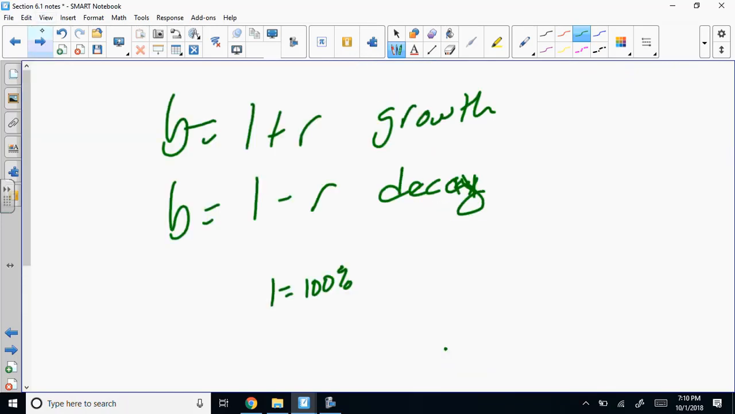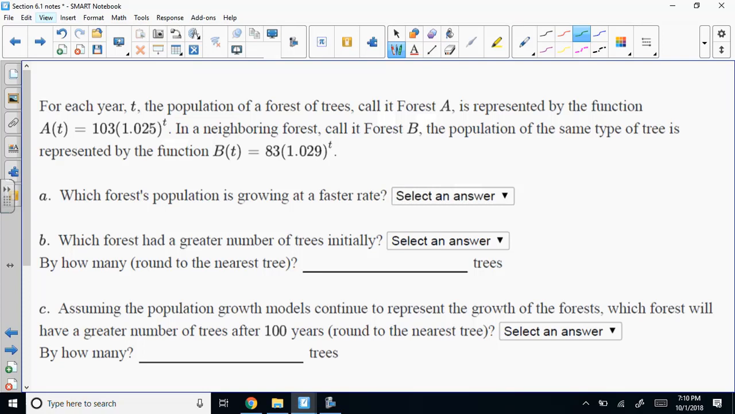Okay. All right. So let's look at this one. For each year T, the population of a forest of trees, call it forest A, is represented by the function A of T equals 103 times 1.025 raised to the T. In a neighboring forest, call it forest B, the population of the same type of tree is represented by the function B of T equals 83 times 1.029 raised to the T. Which forest population is growing at a faster rate?